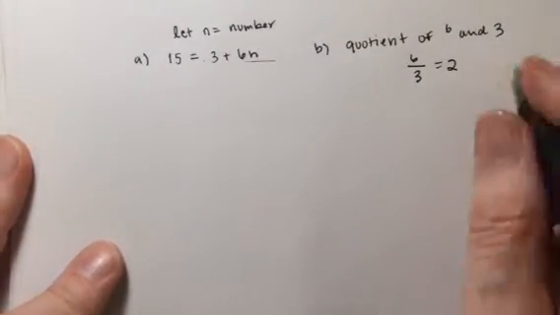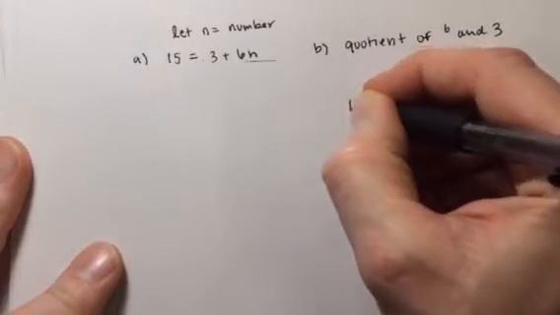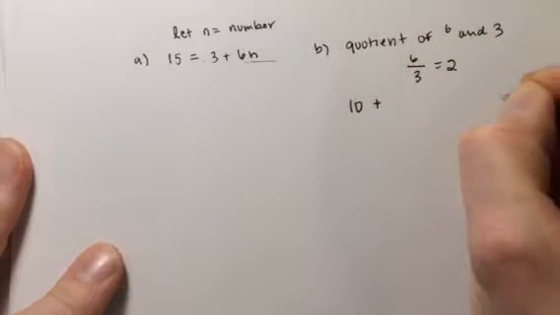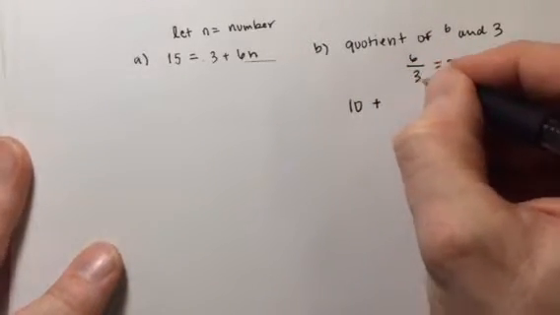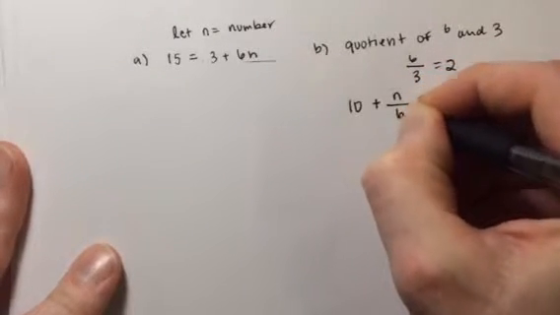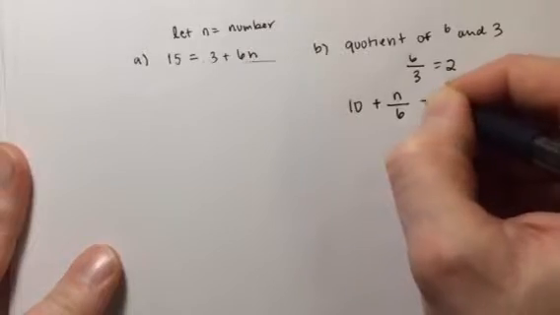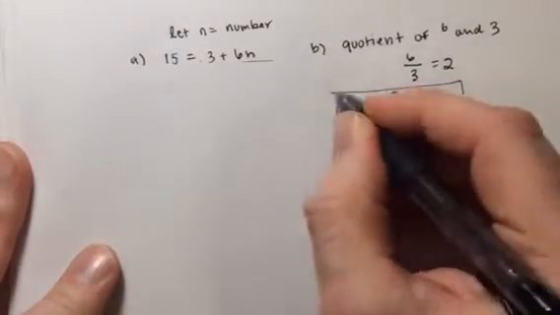So this one says 10 increased by the quotient. So let's start with a 10. We have 10, and increased means plus. The quotient of a number and 6. The quotient of a number, that means the number we don't know is in the numerator, and 6 is in our denominator, and then is 5. So there's our equation there.